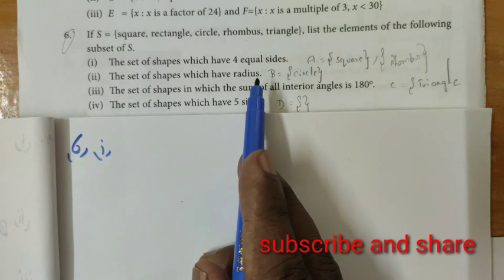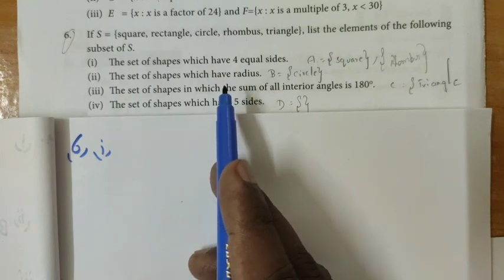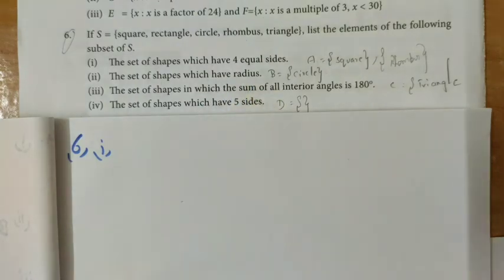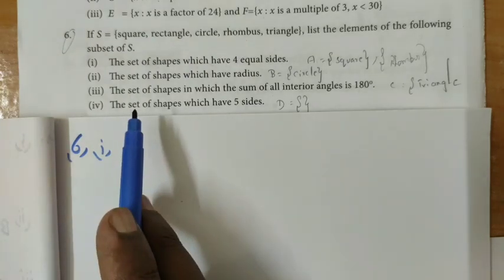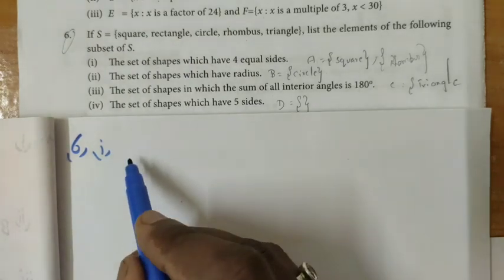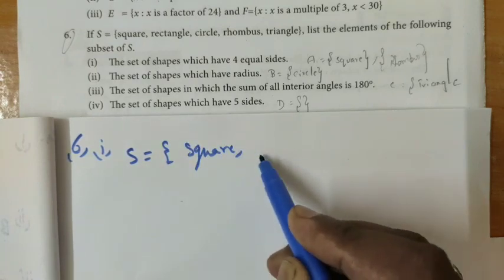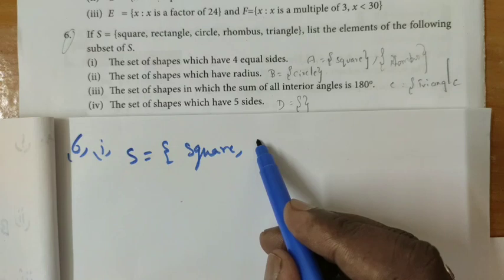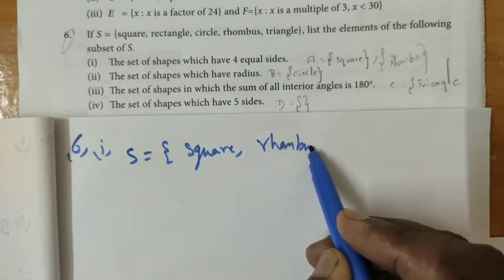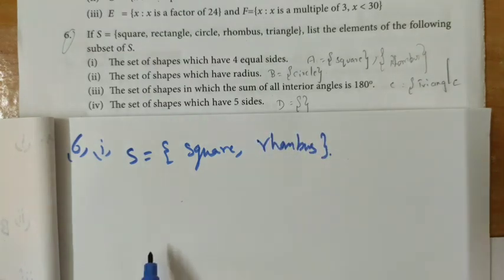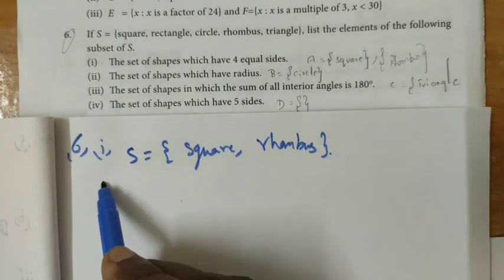Which shapes have 4 equal sides? Square, rectangle, and then rhombus, right? Which sides? Square and rhombus, right? So the set S is equal to square and then rhombus is the set. Remaining shapes do not have equal sides. Rectangle has only 2 sides equal, right?